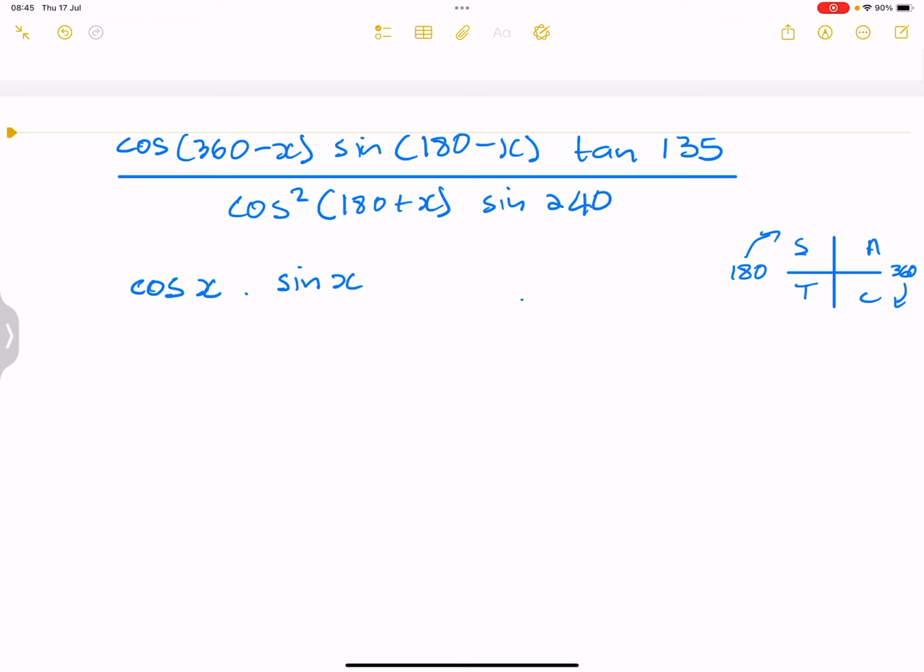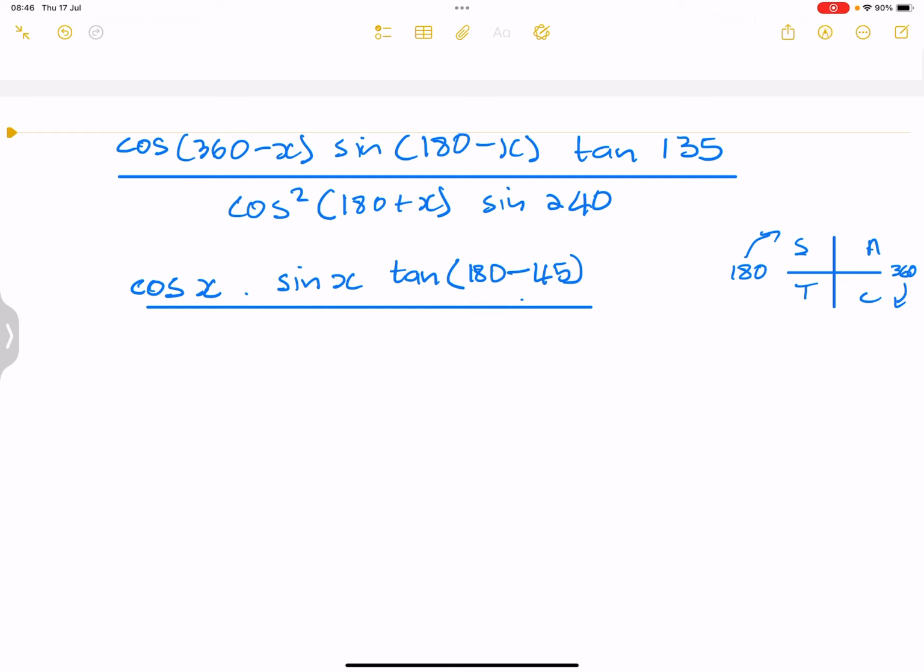Right, now I've got tan of 135. This does look like a special angle. So if you think about it, I can write it as, right, because I'm given a specific value, this is 180 minus 45. If I say 180 minus 45, it definitely does give me 135, right? So I'm going to leave it there. I'm going to solve it in the next point.